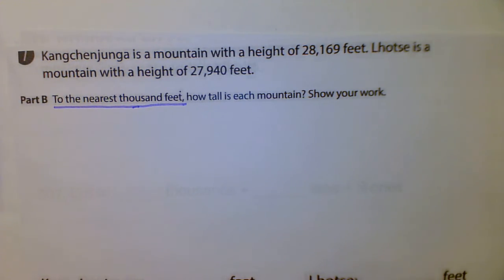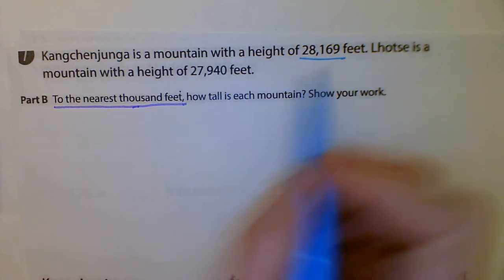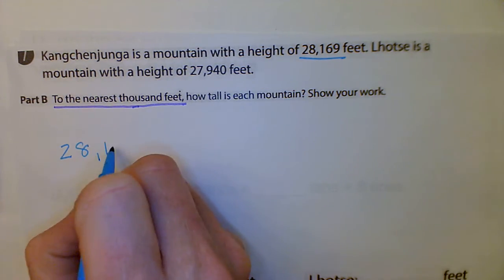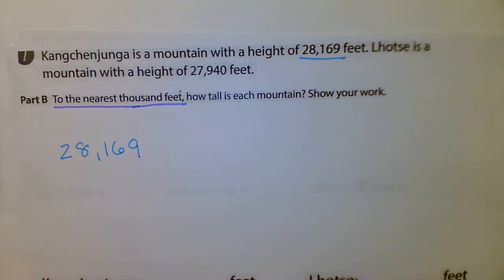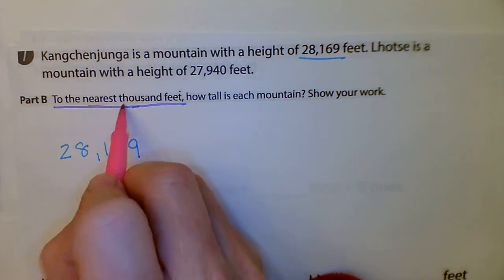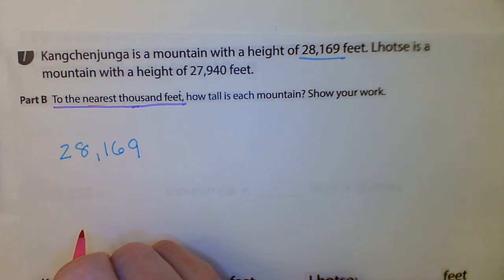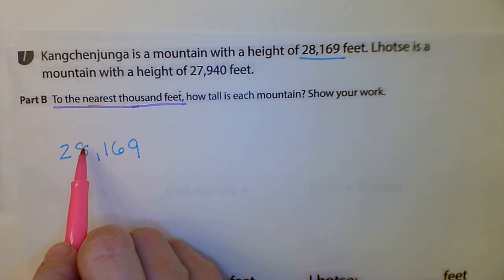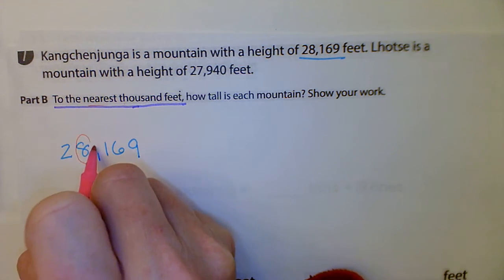So let's start with Kanchenjunga. So I'm going to write the height of Kanchenjunga. So that was 28,169. And when I want to round that, I want to round it to the nearest 1,000 feet. So I'm going to circle the digit that's in the 1,000 place value. So ones, tens, hundreds, thousands.